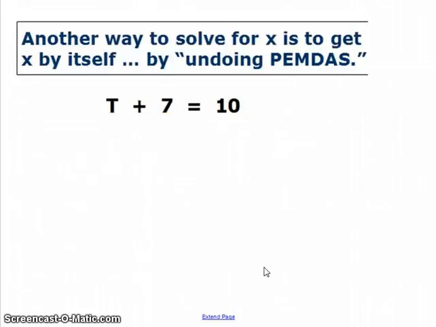Let's move on. Another way to solve for x is to get x by itself by doing something that I call undoing PEMDAS. Well, in this case, it's not x, it's t. I don't want you to get confused.